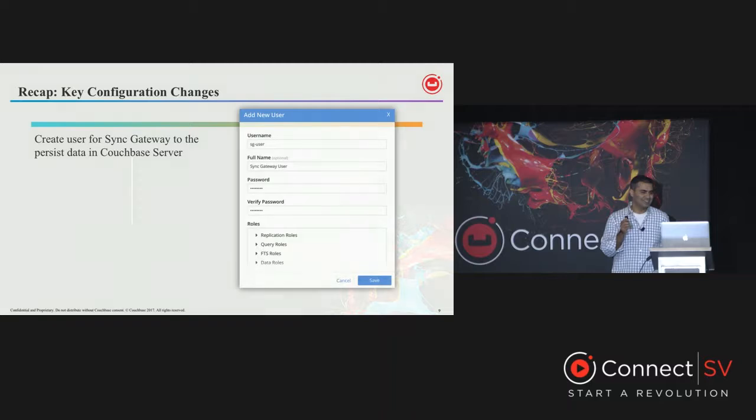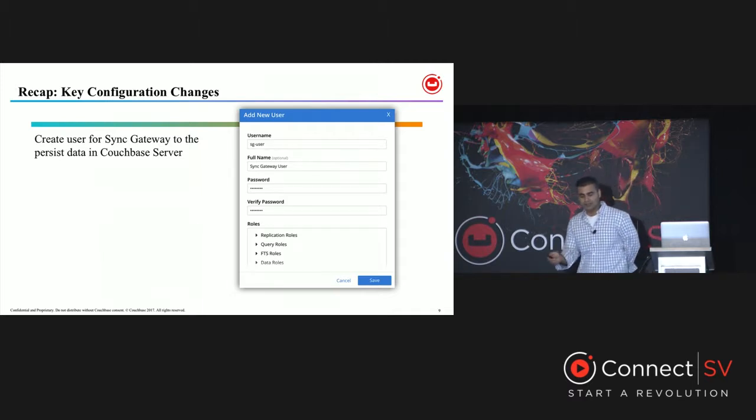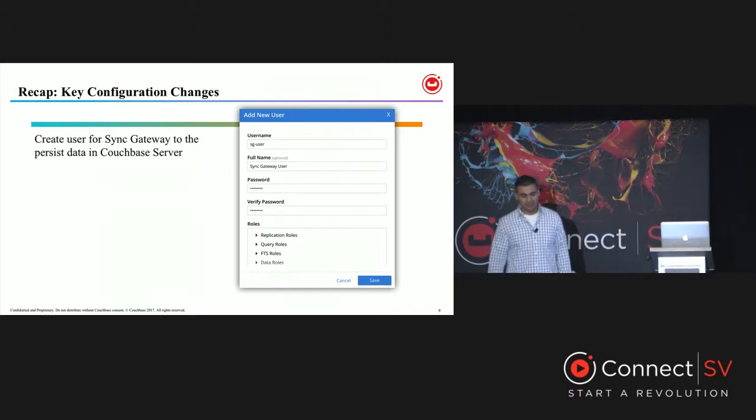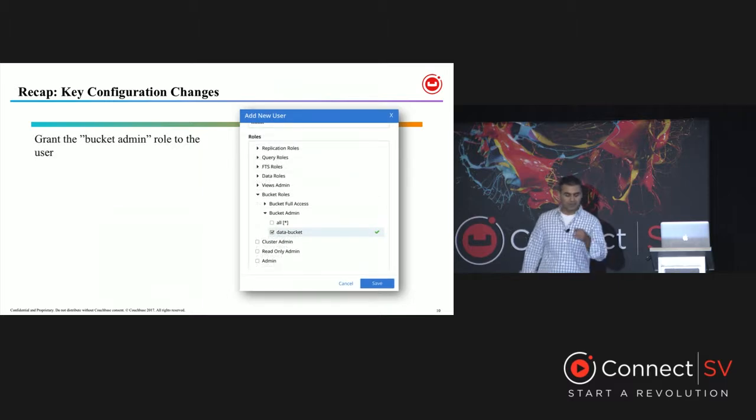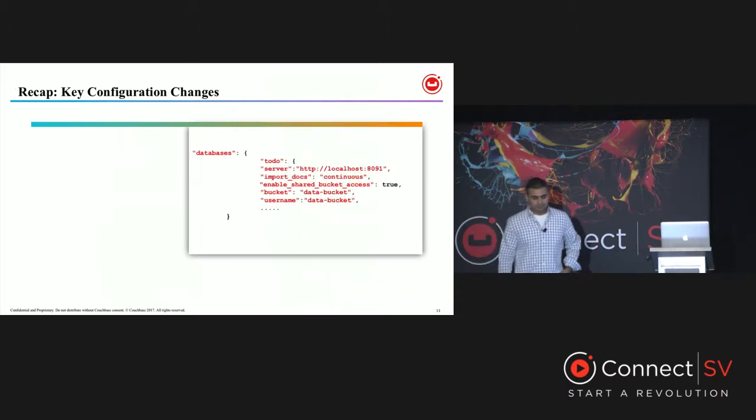So now that we've seen the live demo, I think I'll recap the quick key configuration changes. So we created a Sync Gateway user and made sure that that user had the right access, which was bucket admin, and for the bucket that we were going to use for shared data between a web app and a mobile app. We created the configuration within Sync Gateway as well, and we had this enabled here. And I think in the subsequent slide, I can tell you exactly where to find this on the web as well.